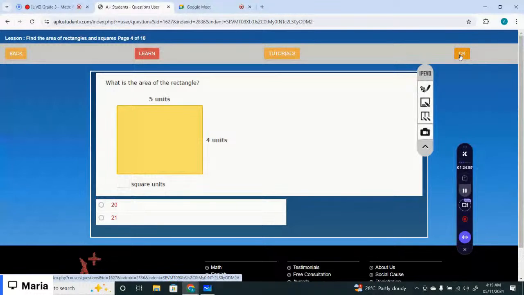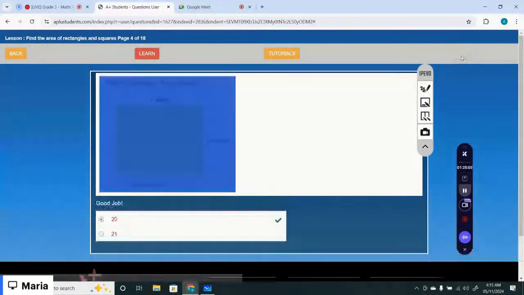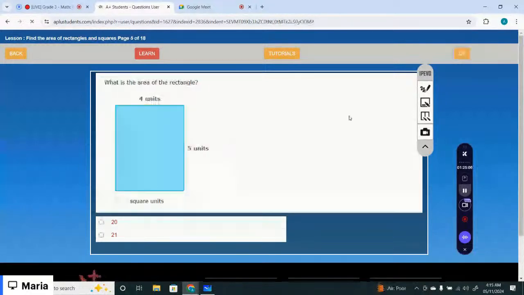The correct option is 4 times 5 is 20. Option number 1 is the correct option. What is the area of the rectangle? Which is the correct option?